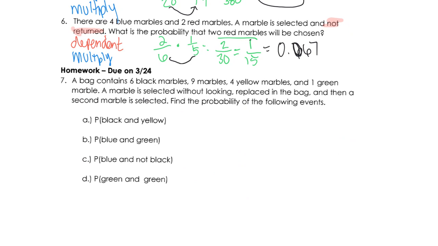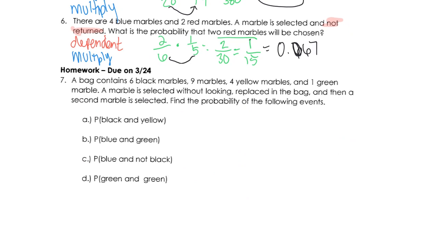Okay. So now I want you to try number 7. That's your homework. Where it says P in parentheses, that's just the probability of black and yellow. But one thing here that I want to tell you, this should say blue. Okay, it should be blue marbles. So there's 9 blue marbles. Okay, just so you know. So there should be 9 blue here. Okay, hopefully that's helpful. There's your homework.